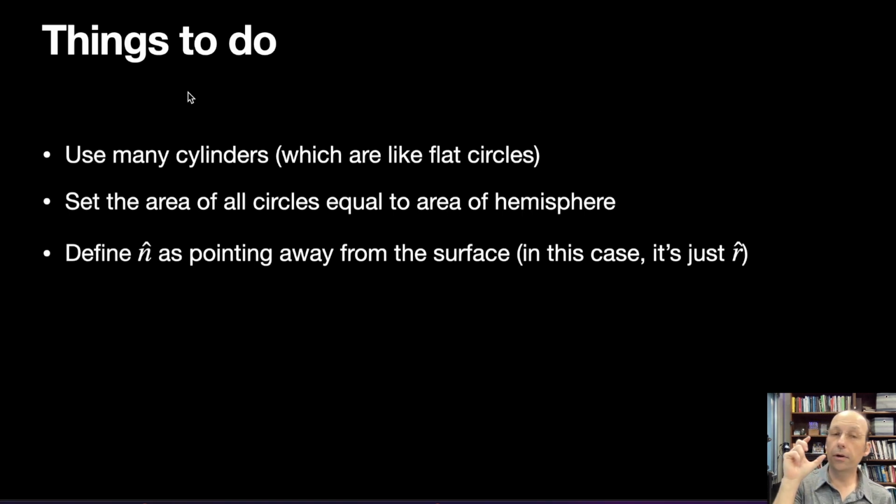Okay, so what I'm going to do is use cylinders instead of spheres because I can place those as little tiny areas. I need to set the area of each circle in that hemisphere equal to the total area of the hemisphere divided by the number of points. And then I need to define n hat, right? Here's something that's different because as I move around the hemisphere, all the n hats are in different directions. In this case, since the hemisphere is centered on the origin, the r vector locating each piece is the same as the unit vector that's perpendicular to the sphere.